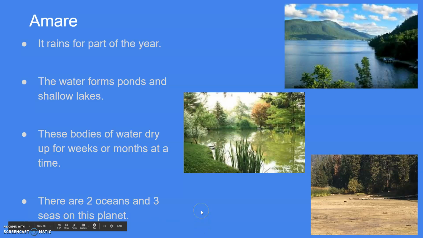It rains for part of the year. The water forms ponds and shallow lakes. These bodies of water dry up for weeks or months at a time. There are 2 oceans and 3 seas on this planet. Now, although it does snow in winter, if you look at the planet's temperature, it remains below freezing during the winter. So the water is not available. The water from the snow, if it were to melt, is not available for the organisms that live on this planet during the winter.